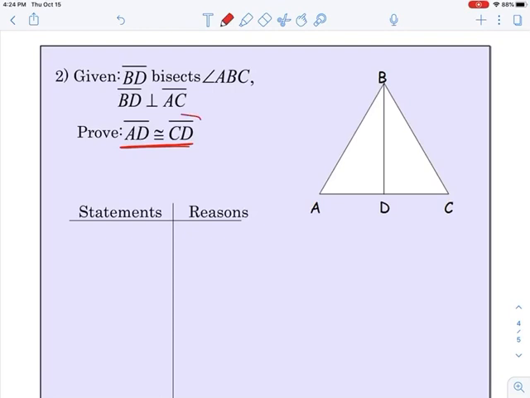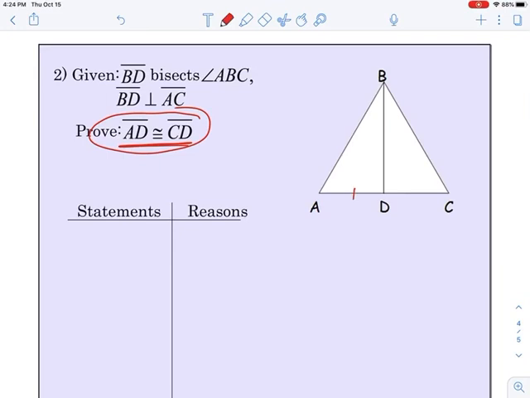So again, I'm going to highlight this in red, but then I'm going to change my pen. I want to prove that AD is congruent to DC. I don't know that. That's what I want to prove. AD is part of this left-hand triangle here, and DC is part of that right triangle there. So if I can prove those two triangles congruent, then I'll be able to say that AD is congruent to DC by CPCTC.